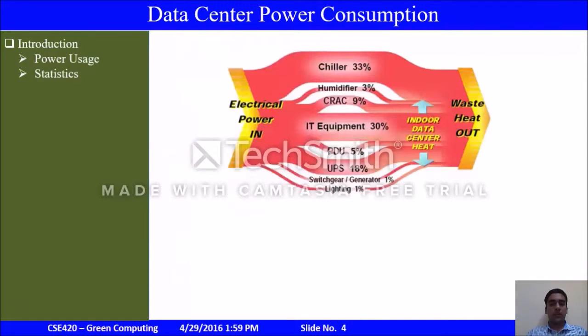This diagram shows the typical power consumption in a data center. As we can see, the core IT equipment accounts for only about 30% of the total power consumed, and the rest is used in cooling the systems and maintaining and running the other systems. A large amount of energy is converted to waste heat. Now let's have a look at some of the statistics.